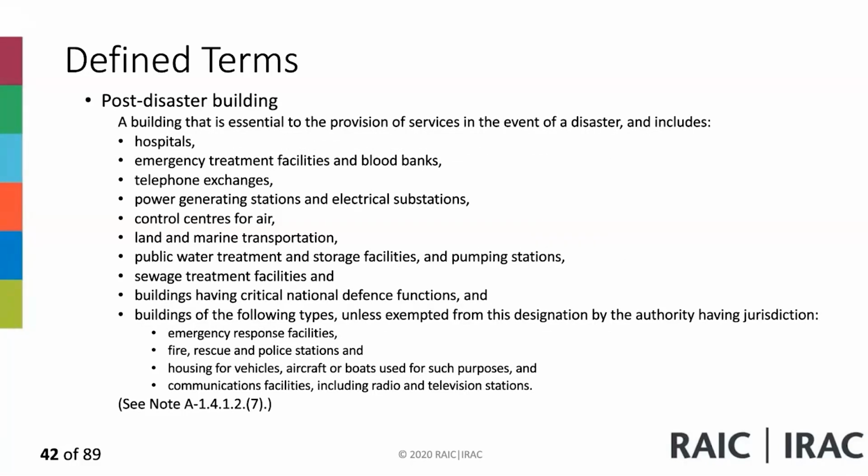Defined terms, post-disaster building, we talked about them before. That is a building that is essential to the provision of services in the event of the disaster, and they include hospitals, emergency treatment facilities and blood banks, telephone exchanges. This is critical because for structural performance and protection, we need to have special requirement for those types of buildings. Telephone exchanges, power generating stations, electrical substations, control centers for air, land, and marine transportation, public water treatment and storage facilities. So part 3 applies to those buildings. You gotta know that part 3 applies to those buildings, no matter how small they are. They never go under part 9. They're covered under part 3, and they have to meet their requirements.